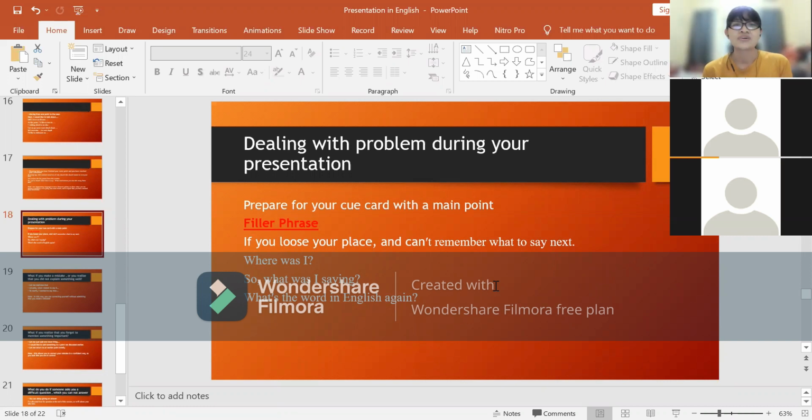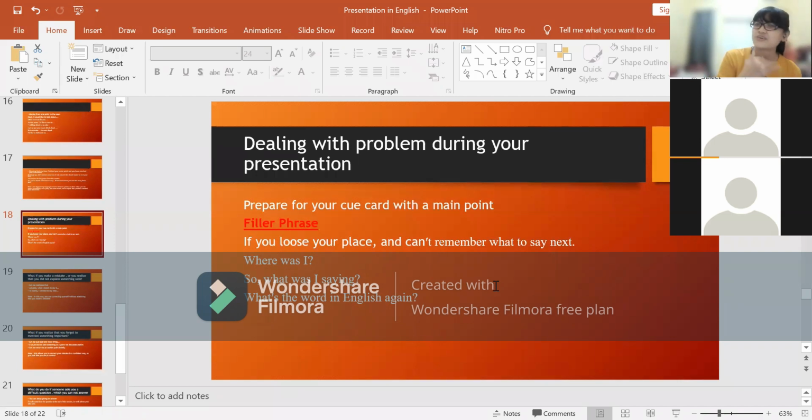Or this is what we call a filler phrase. A filler phrase is for when you lose your place in the middle of your presentation, you go blank, and you cannot remember what to say next. For example, "Oh yeah, where was I?" This is a question. Or "So what was I saying?" or "What's the word in English again?"